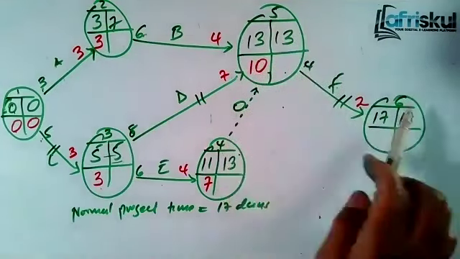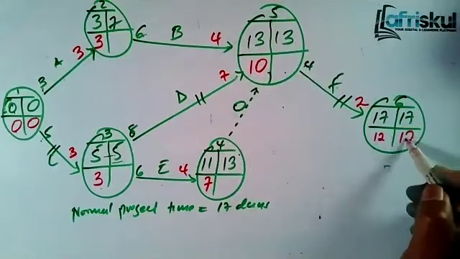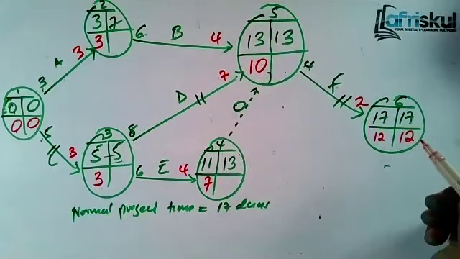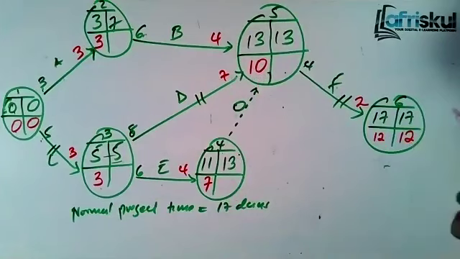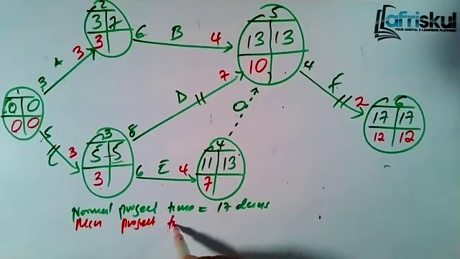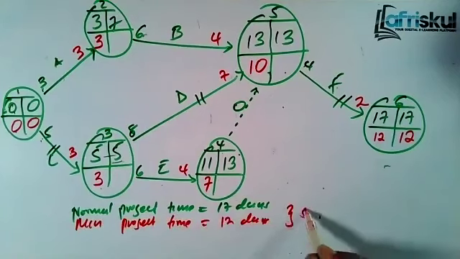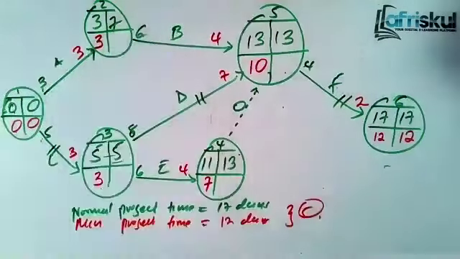Then from 5, we go to 6. So it will be 10 plus 2. You get 12. So that means if you crash the project, the minimum completion time will be 12 days. So the minimum project time is equal to 12 days. That means you have already saved 5. So now let's perform the backward pass.